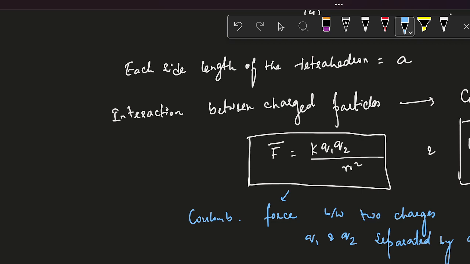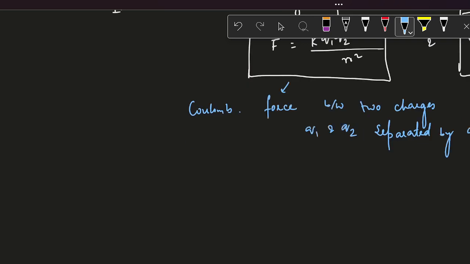So this is basically your Coulomb's interaction energy or potential, whatever you can say. And here also instead of R square there is R, because this is energy. So this R is the distance between the two charges Q1 and Q2.